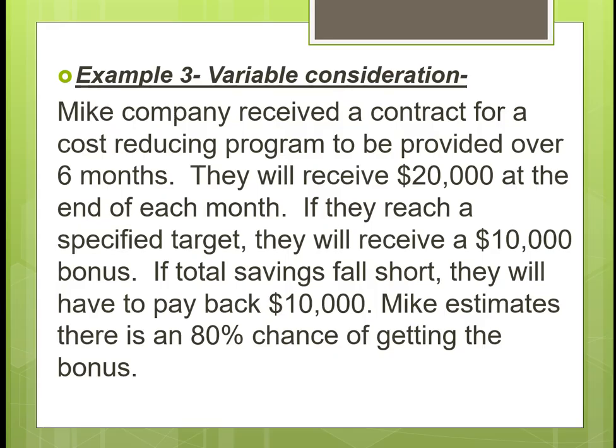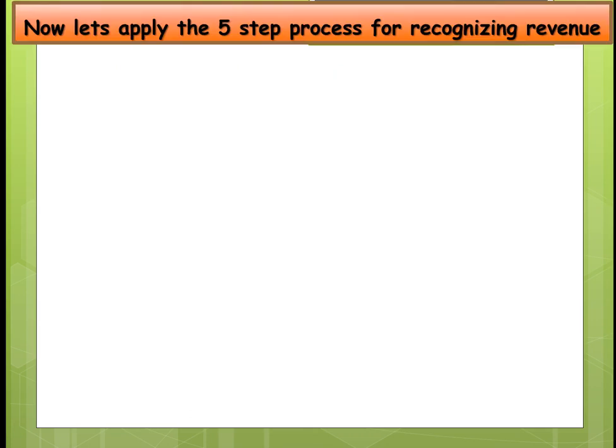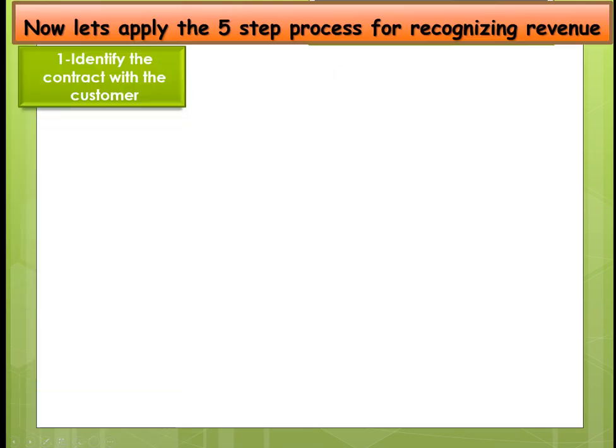Now, my company received a contract for a cost-reducing program to provide services over 6 months. They will receive $20,000 at the end of each month. If they reach a specific target, they will receive a $10,000 bonus. If the total savings falls short, they will have to pay back 10%. Mike estimates there is an 80% chance of getting the bonus. Now we'll go through our 5-step process.